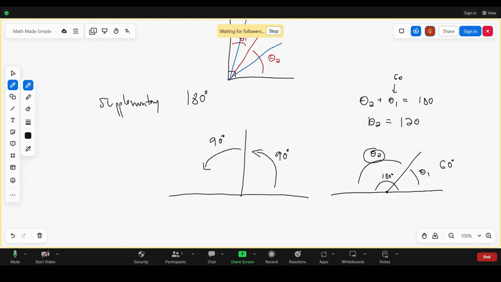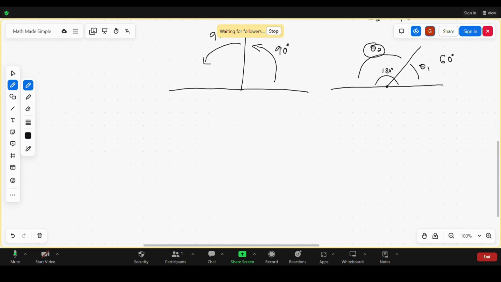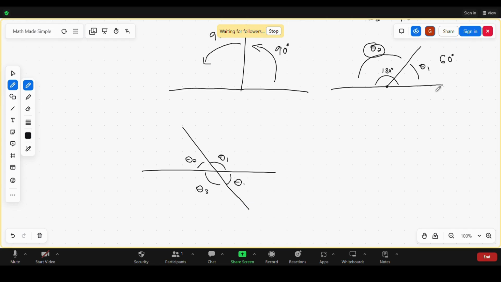The final definition we'll talk about today is vertical angles. If you have any two lines that cross, here we have a straight line crossed by another diagonal, we'll call this theta 1, theta 2, theta 3, and theta 4. Well, because theta 1 and theta 2 together form a straight line, we know that those are supplementary. Similarly, theta 1 and theta 4 form a straight line, so those are supplementary.